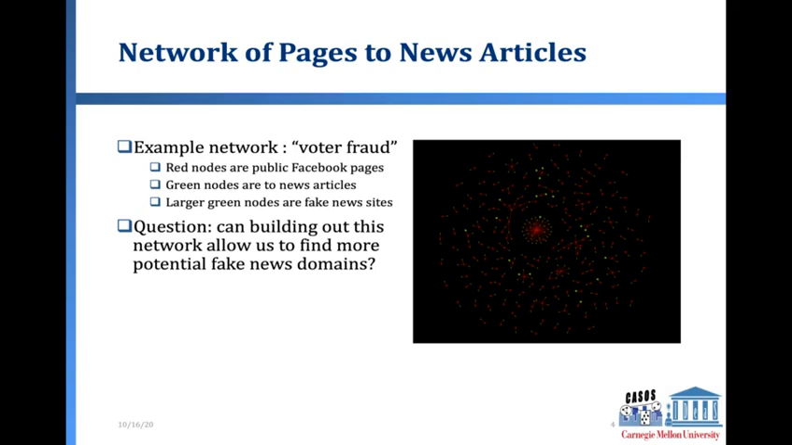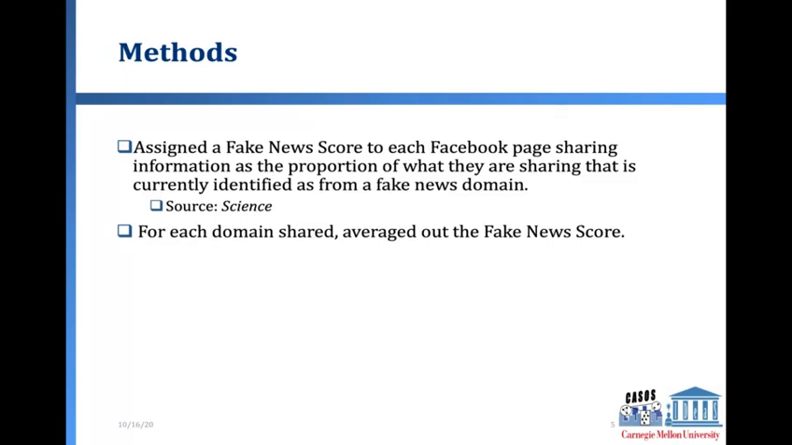So if we look at this, we can see that some of these Facebook pages almost exclusively share fake news information about voter fraud. However, some of them are more reliable, like this one in the middle is almost all reliable news sources except for one. So how can we use network analysis to determine which sites that we don't know about could potentially be fake news? So here's what I did to assess that.